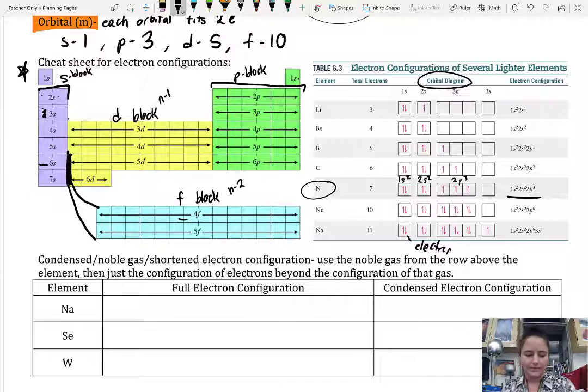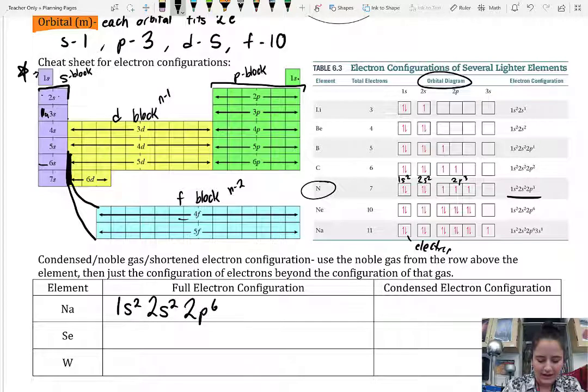Starting with sodium. Sodium was the one that we had up above, but let me show you where that comes from. We start always from the top. 1s2. Okay, the s orbitals are filled up. Next, 2s2, 2p6, and then we stop when we get to our element, which is 3s1.